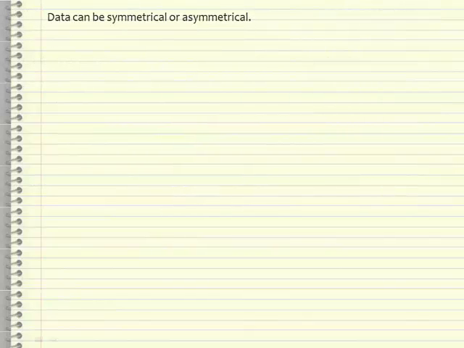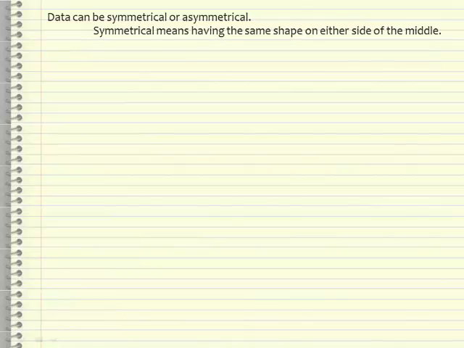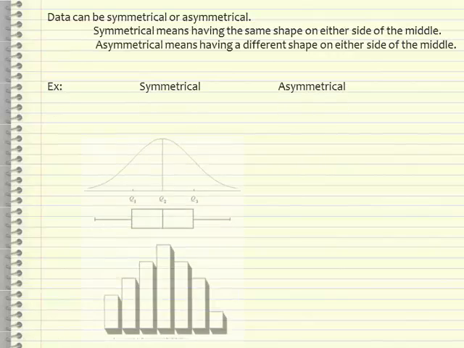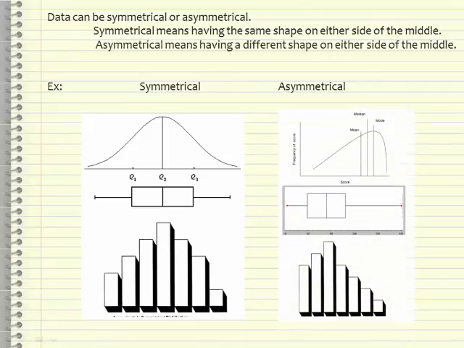Okay, data can be symmetrical or asymmetrical. Symmetrical is having the same shape on either side of the middle, or the median. Asymmetrical means having a different shape on either side of the middle. So symmetrical examples look like this, where your data is pretty much the same on both sides. And asymmetrical looks like this, where your data is not the same.